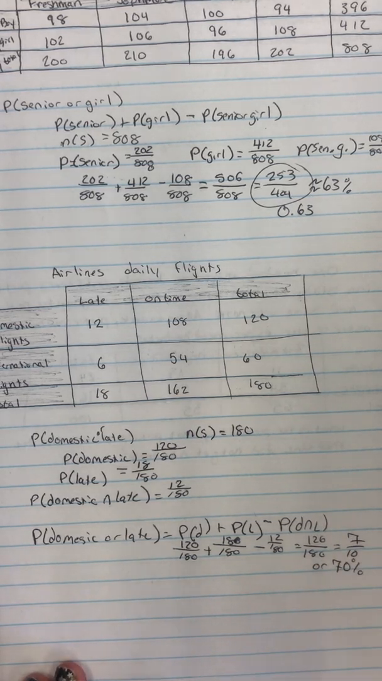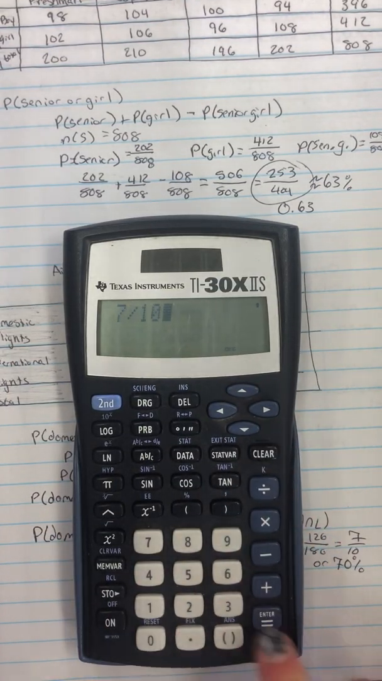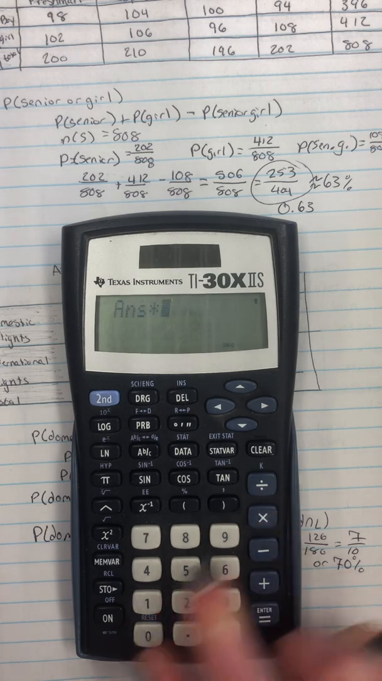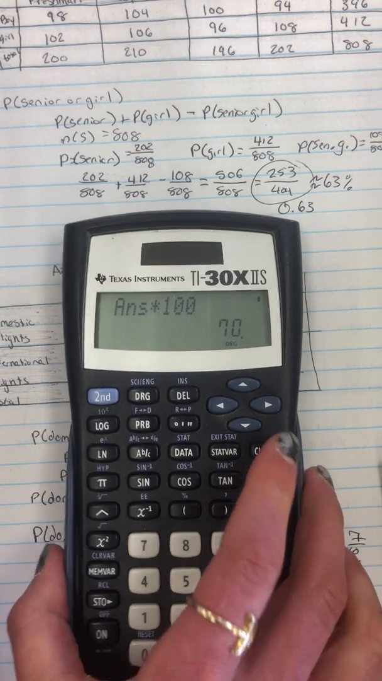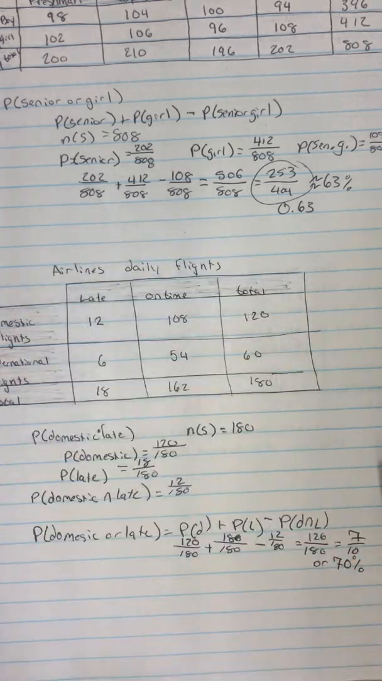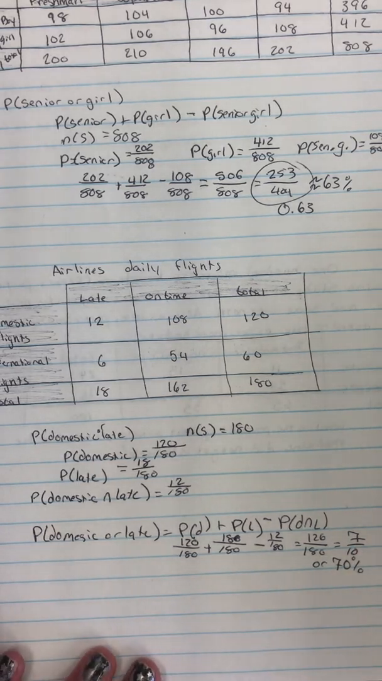A good way to check your percentage is, again, we have 7 divided by 10. Multiply that by 100. Gives you about 70%. The 100 changes it from a decimal to a percent. So it's about 70% for this one.